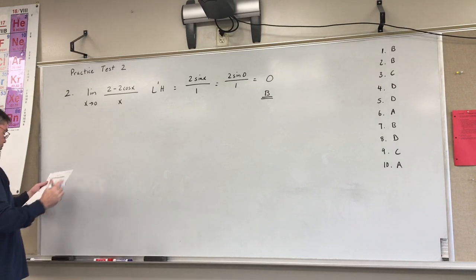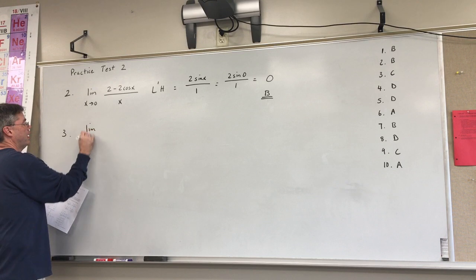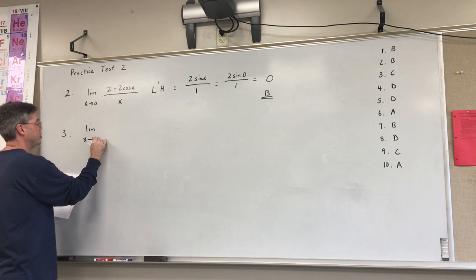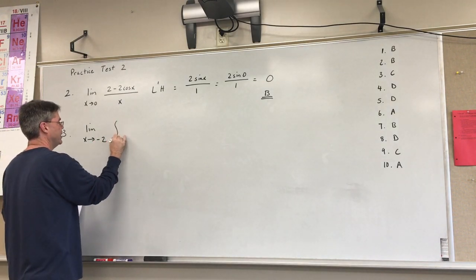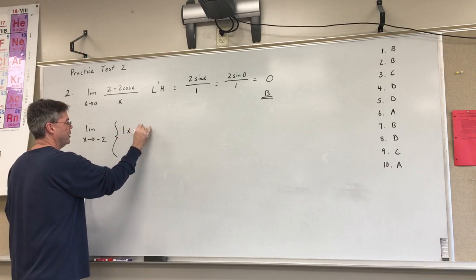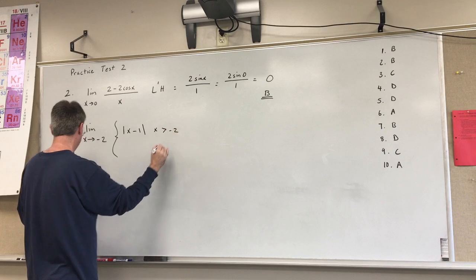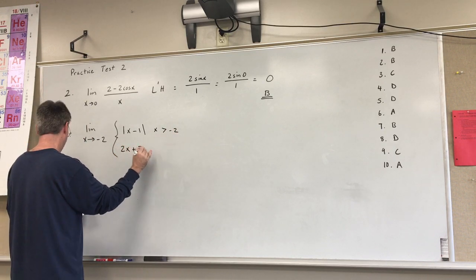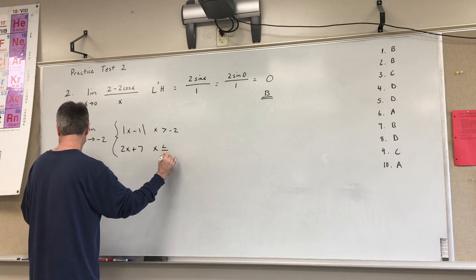All right, number 3. What is the limit as x approaches -2? And we have a piecewise function here. You've got absolute value of x minus 1 if x is greater than -2, and 2x plus 7 if x is less than or equal to -2.